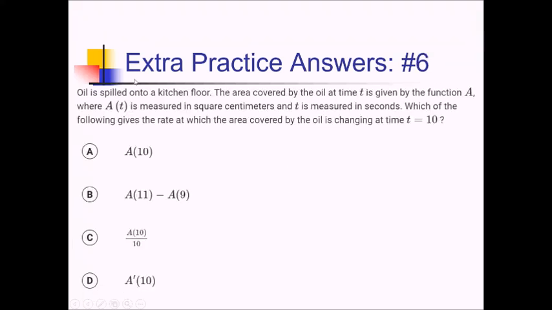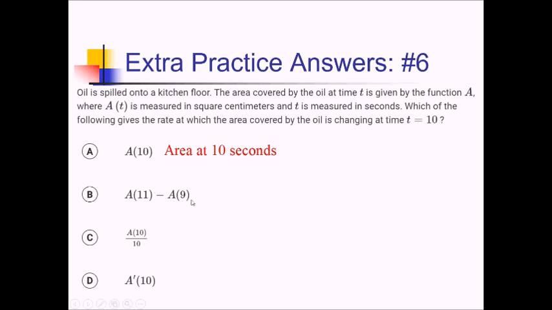For this problem, we have oil spilled onto a kitchen floor. Oh no. The area covered by the oil is given by this A function, measured in square centimeters, and then time is in seconds. We want to know which of these expressions tells us the rate at which the area covered by the oil is changing at time 10. So looking through each of these, A of 10, well, that tells us how much area is covered by the oil. So this is the area at 10 seconds, not what we're looking for. We wanted the rate of change of the area.